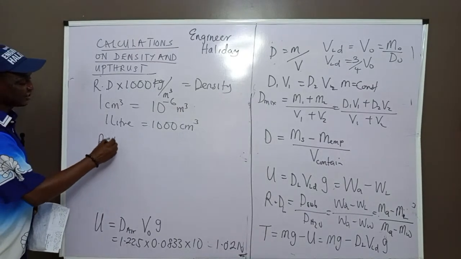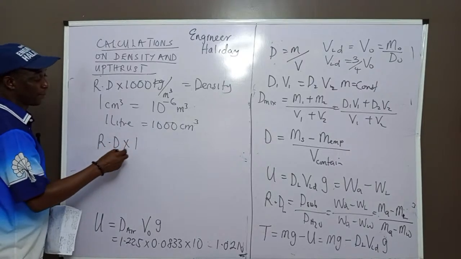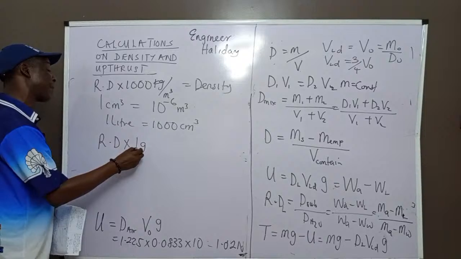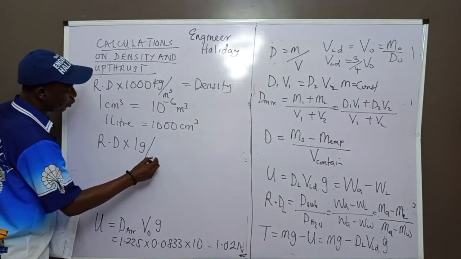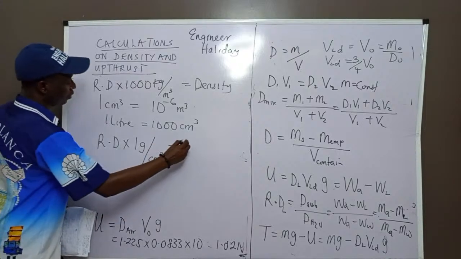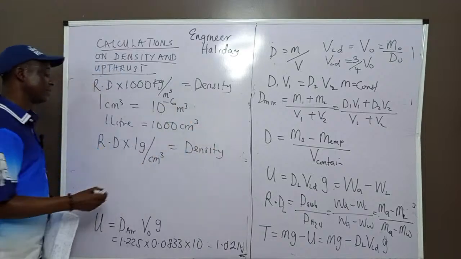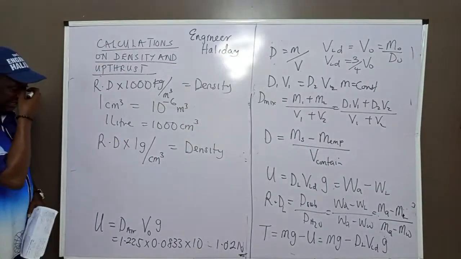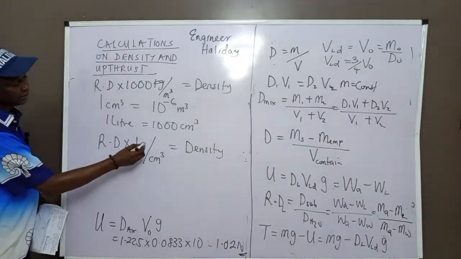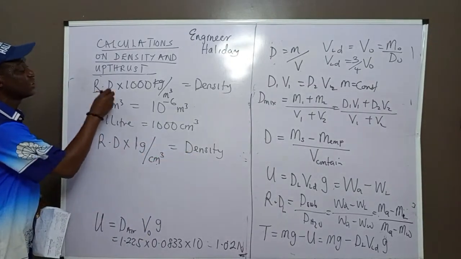Also, relative density can be converted to density in gram per centimeter cube by multiplying by 1 gram per centimeter cube. Relative density is converted to density by multiplying by 1 gram per centimeter cube, then you get your answer. Most of the time, relative density does not have a unit.